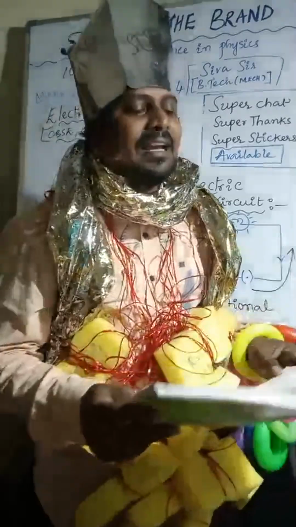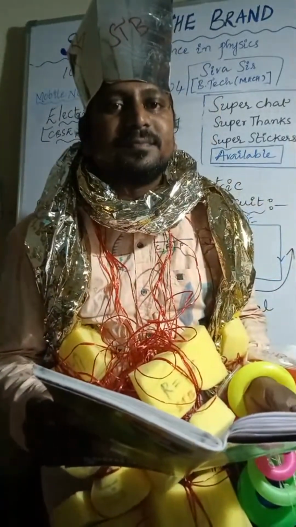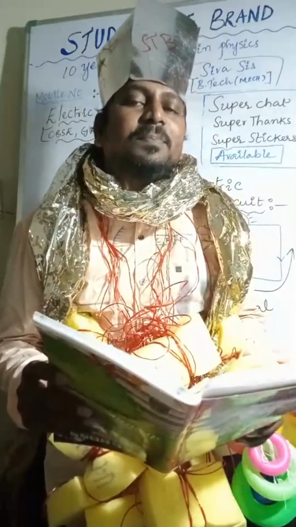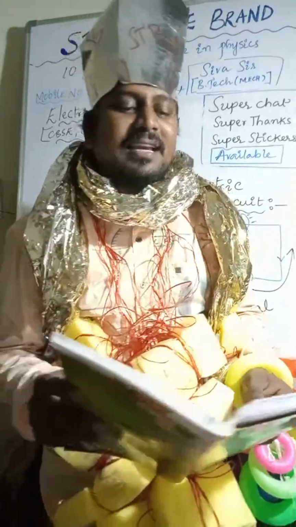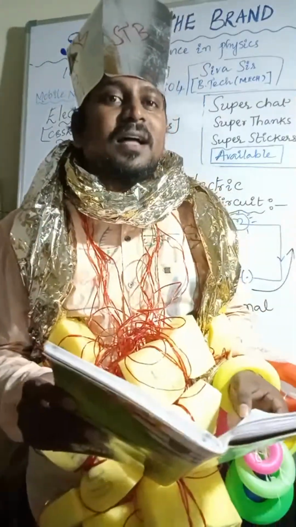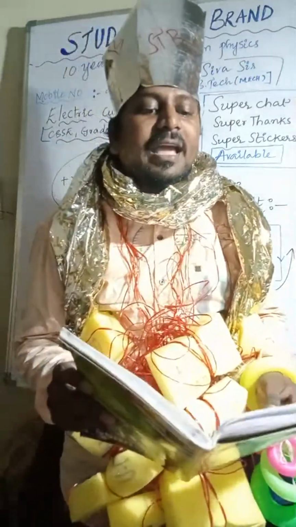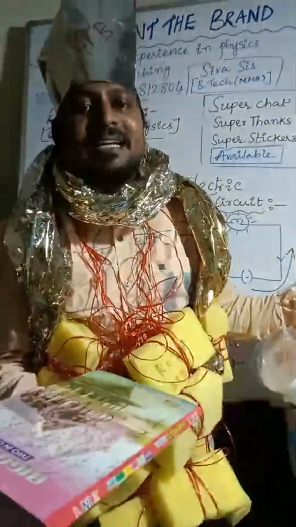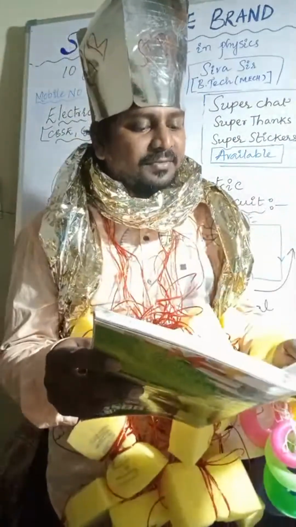What is an electric circuit? An electric circuit is a continuous and closed path of an electric current. Distinction between open circuit and closed circuit: if the switch is open, that is an open circuit. If the switch is closed, it is a closed circuit. That's enough.